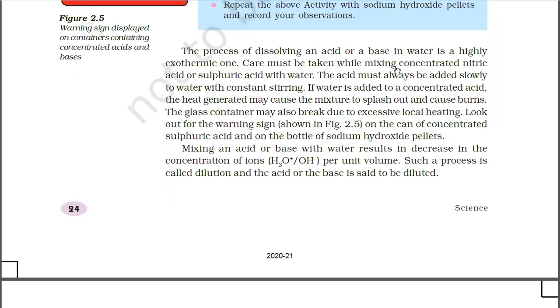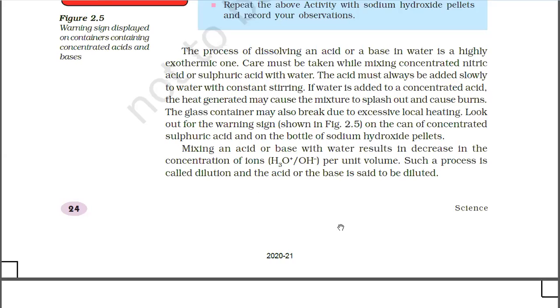Care must be taken while mixing concentrated nitric acid or sulfuric acid with water. The acid must always be added slowly to water with constant stirring. If water is added to a concentrated acid, the heat generated may cause the mixture to splash out and cause burns. The glass container may also break due to excessive local heating. Look out for the warning sign shown in figure 2.5 on the can of concentrated sulfuric acid and on the bottle of sodium hydroxide pellets.